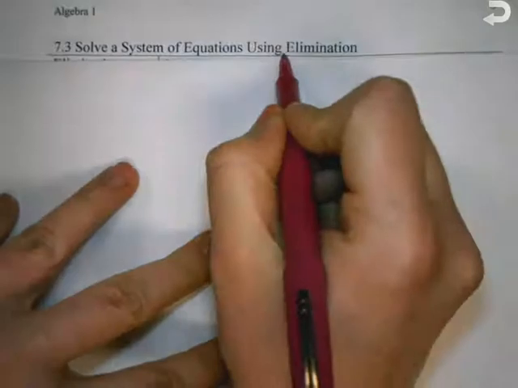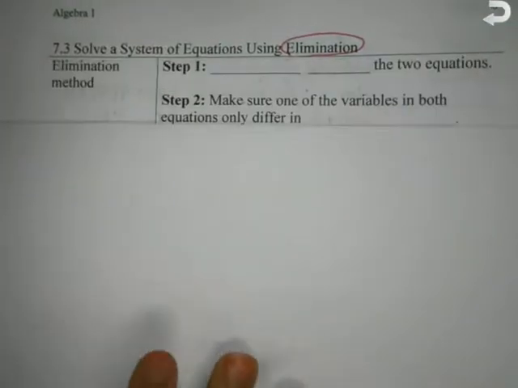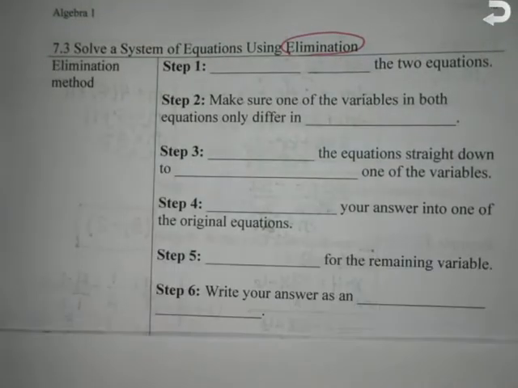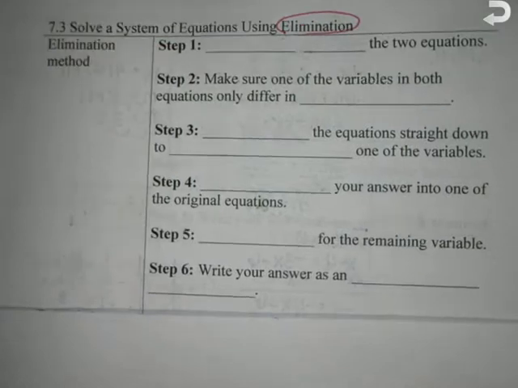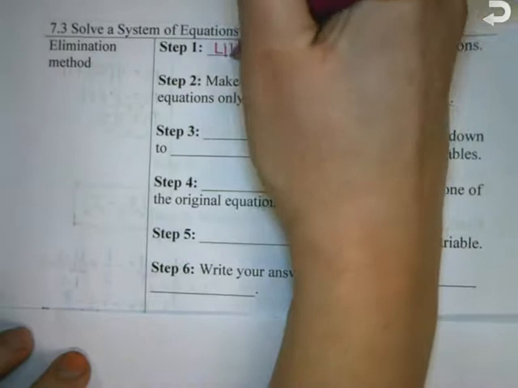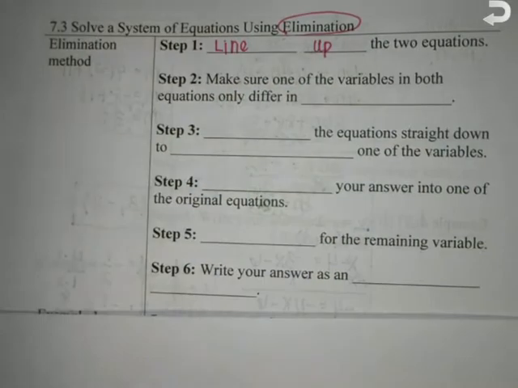And I love this method. It's my favorite one. Okay, but we do need to write down the steps first. Step 1, we first need to line up 2 equations. So we're going to line up the 2 equations so that the x's are on top of each other and the y's are on top of each other. So we're going to line everything up.